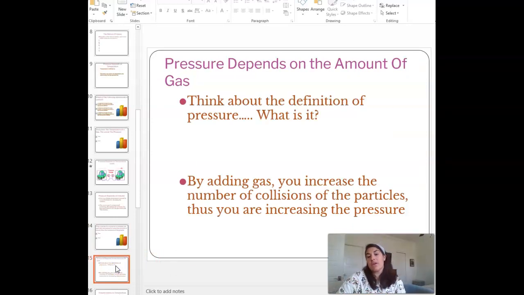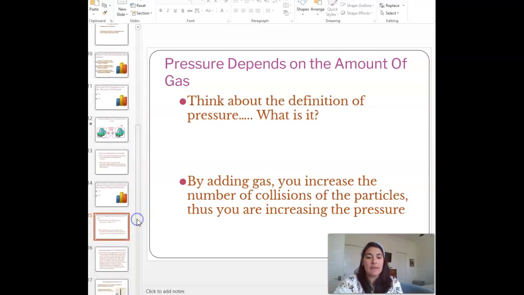Okay, so pressure depends on the amount of gas. Thinking about our definition of pressure, the formal definition was, it is the sum of collisions of gas molecules with themselves and with their container. So if I have a lot of collisions, that would mean a lot of pressure, right? If the sum of the collisions is the definition of pressure, a lot of gas, a lot of collisions, a lot of pressure. So by adding gas, you're increasing the number of collisions, so you're increasing the pressure.